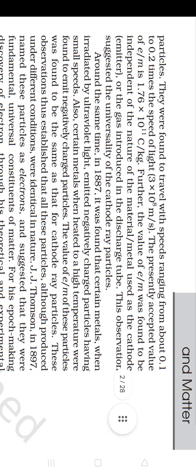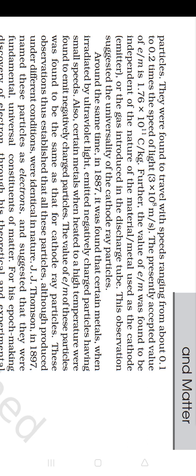They were found to travel with speeds ranging from about 0.1 to 0.2 times the speed of light, 3 × 10^8 meter per second. The presently accepted value of e/m is 1.76 × 10^11 coulomb per kg. Further, the value of e/m was found to be independent of the nature of the material or metal used as the cathode or emitter, or the gas introduced in the discharge tube. This observation suggested the universality of the cathode ray particles.